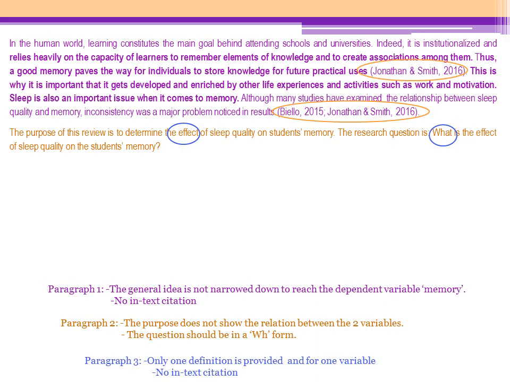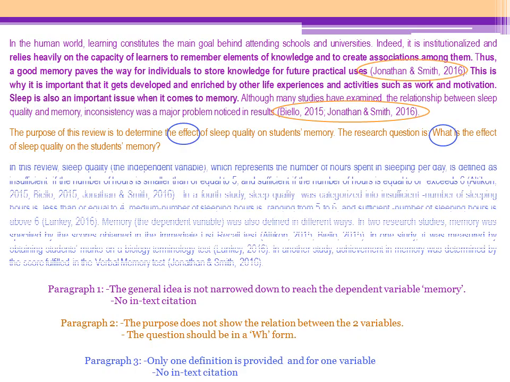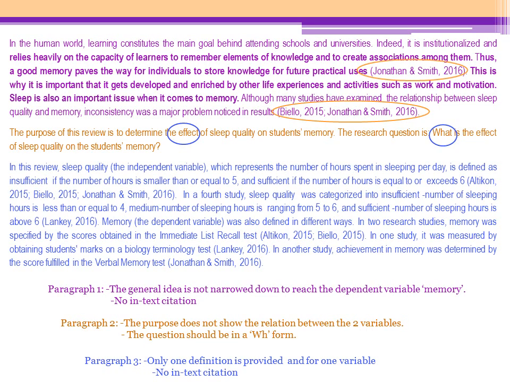The third paragraph, there was a mistake in that only one definition was provided and for one variable. And the second mistake was that there was no in-text citation. If we were to correct this, you'll notice here that there are multiple definitions for sleep quality and memory. Let's read it. In this review, sleep quality, the independent variable, which represents the number of hours spent in sleeping per day, is defined as insufficient if the number of hours is smaller than or equal to 5, and sufficient if the number of hours is equal to or exceeds 6.